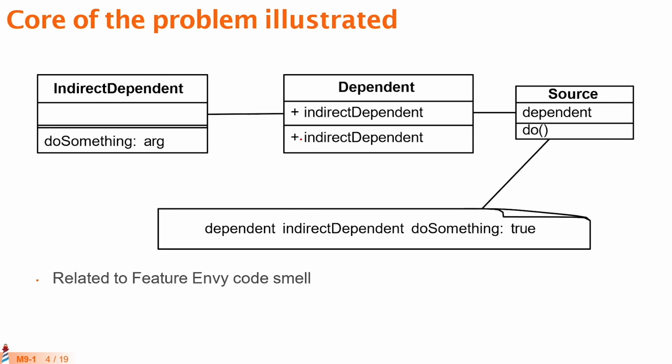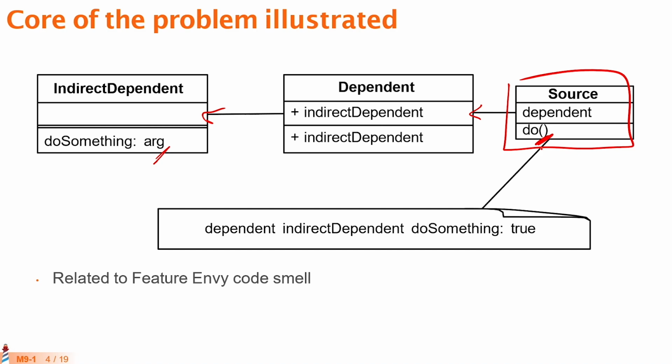To illustrate this problem, we have this example here, where we have to read it from right to left. So here we have some class that defines this do method, which is the most important thing right now in our example. And it has a reference to a dependent object. And this dependent object has a reference to another indirect dependent object. So we have a chain of objects. And then this indirect dependent has a method do something.